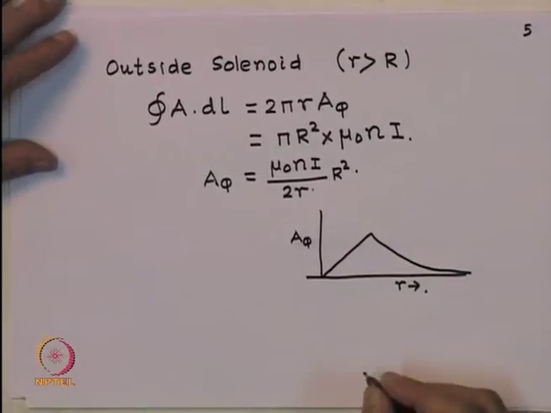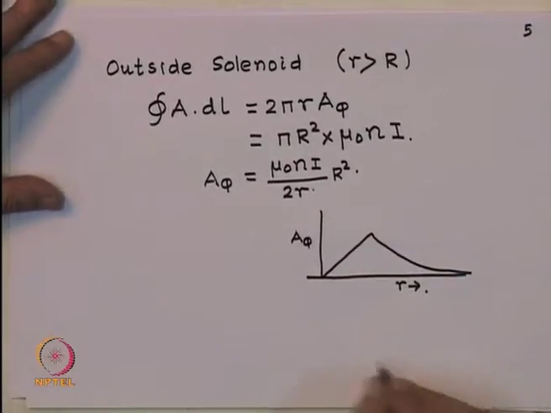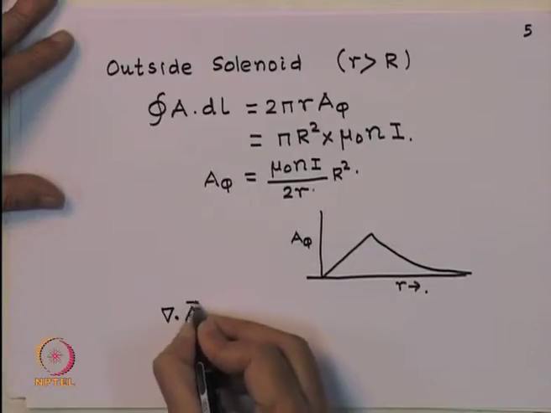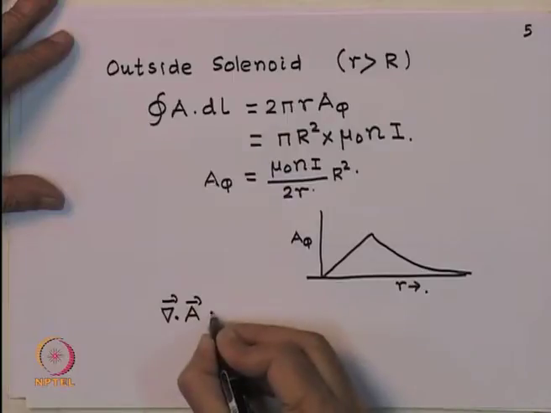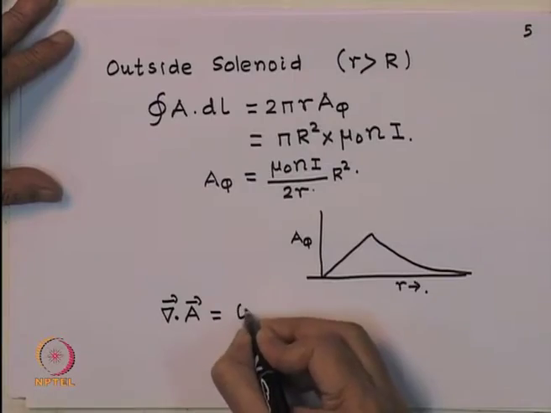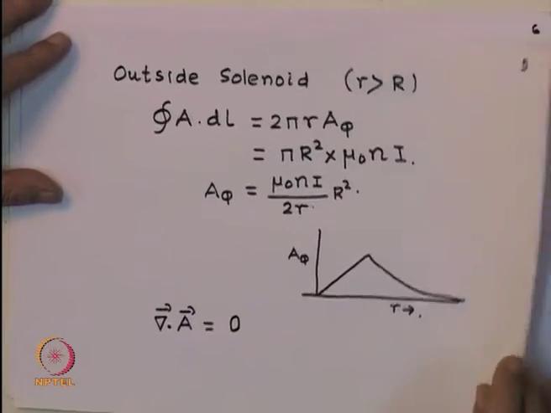And of course, A only depends upon phi. You can check that del dot of A, since there is just a phi component, you can compute del dot of A by looking up the expression for the divergence in the cylindrical coordinate, and you can show this to be equal to 0. So, we are working in Coulomb gauge.